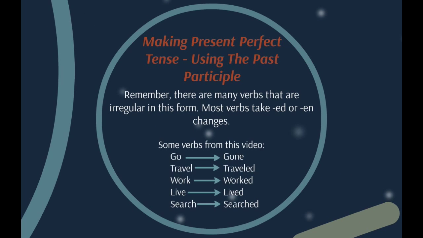Remember, there are many verbs that are irregular in this form. Most verbs take ed or en changes. Examples of these types of verbs are go, travel, work, live, and search. They become gone, traveled, worked, lived, and searched.